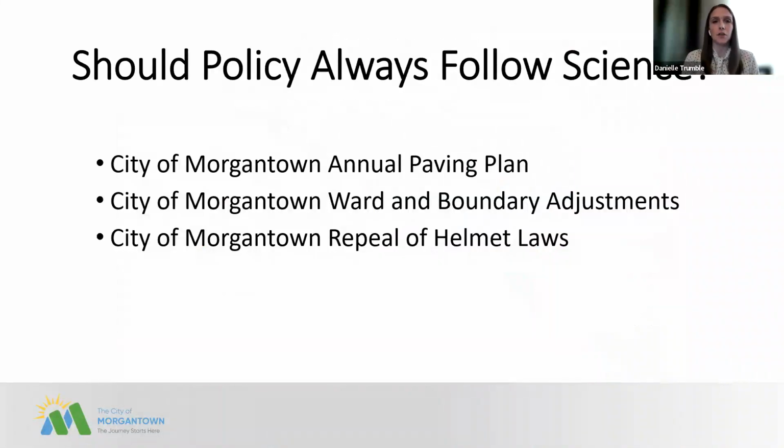I do have a few examples of when policy is influenced by science, but maybe it doesn't always go the way of data. The city of Morgantown's annual paving plan is one example of that. We brought in a consulting firm who drove every mile of city streets. It's somewhere between 100 and 150 miles that the city of Morgantown actually owns and is responsible for.